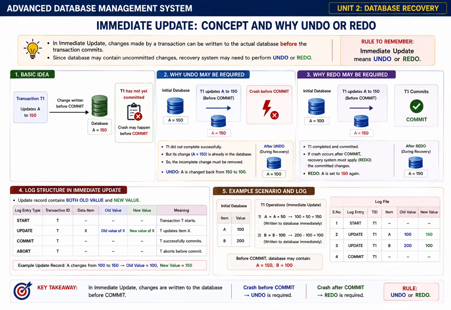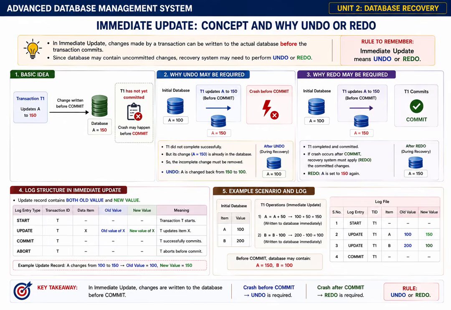T1 did not complete successfully, but its change has already reached the database. Therefore, that incomplete change needs to be removed. The database needs to go back to its previous value. So A must change from 150 back to 100. This process of removing the incomplete change is called undo. So now you can clearly see why immediate update may require undo. The change was already written to the database before commit. Therefore, if the transaction fails, the recovery system has to reverse that change.